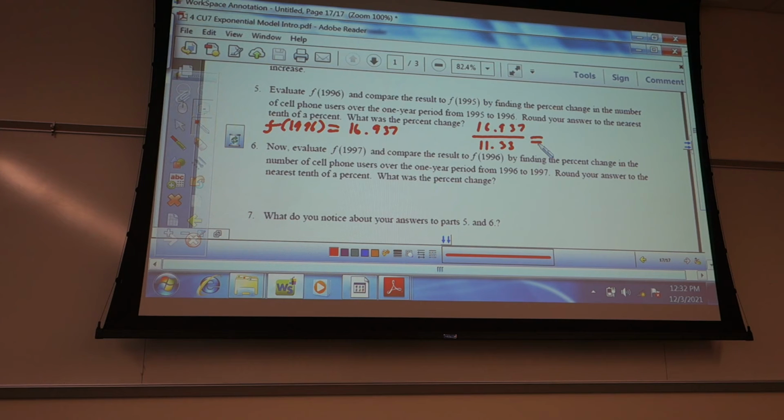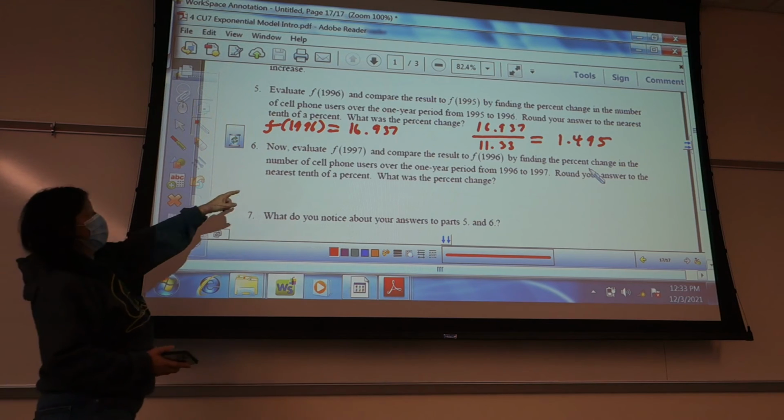y equals c times a to the x. What's my base? What's my growth factor? 1.495. When you round it up, 1.495. That's my growth factor.